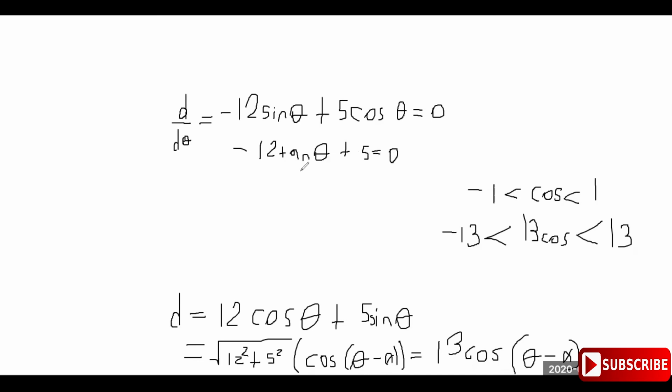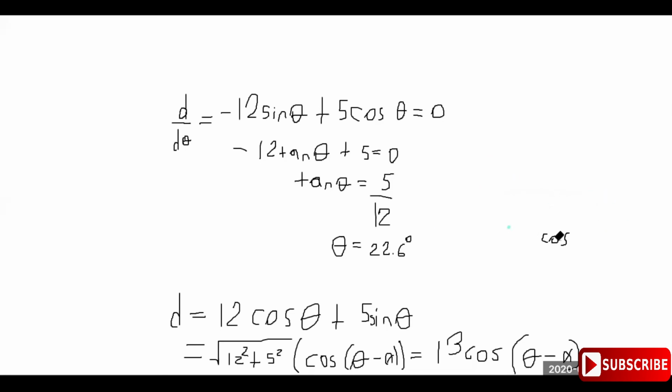So what I find is that tan theta is going to be equal to negative 5 over negative 12, and the negatives cancel. So tan theta is equal to 5 over 12, and theta is tan inverse of 5 over 12. If you're using degrees, you're going to get 22.6 degrees.